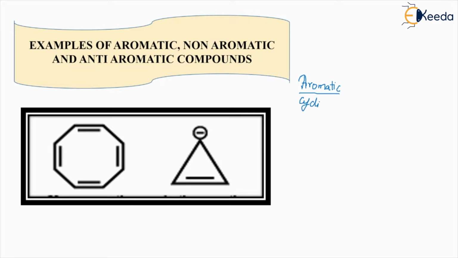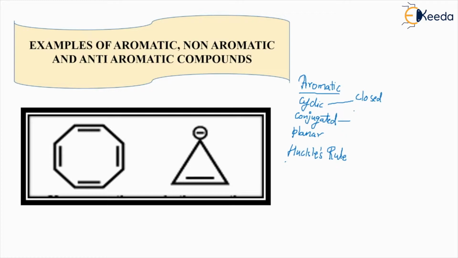It should be cyclic in nature. It should be conjugated in nature. It should be planar in nature. And it should follow Huckel's rule. Now, what is cyclic? It should be a closed structure.